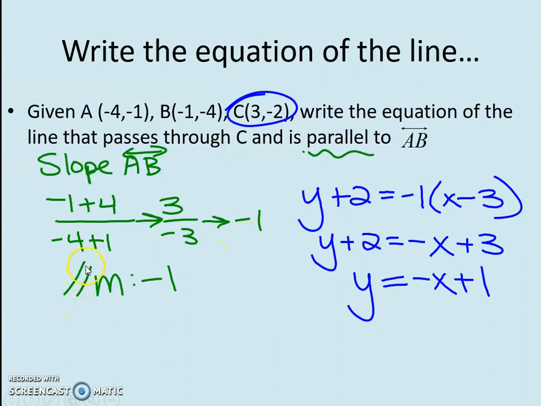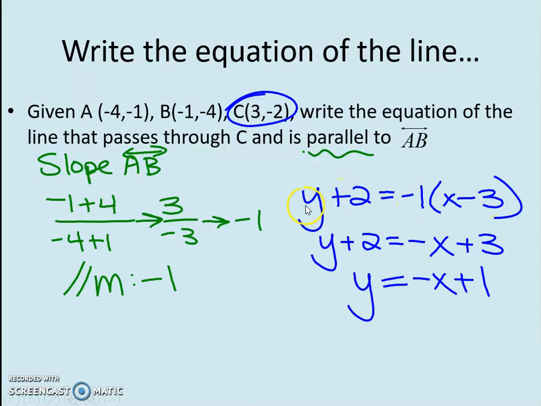Once you have the slope, the parallel slope is also negative 1. We're going to put it in point slope form. The slope is the same because they're parallel to each other. And then you use 3 and negative 2 because this line goes through C. So 3 is here, negative 2 is here, but minus negative 2 is plus 2. So you write this in point slope form.